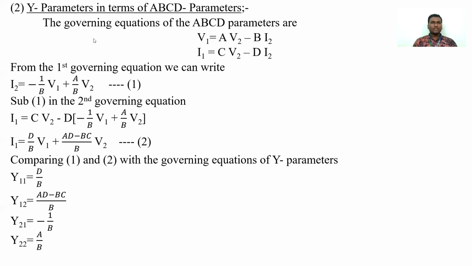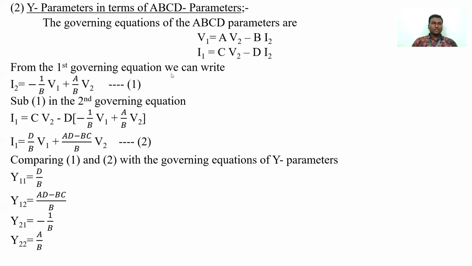Next is what? Y parameters in terms of ABCD parameters. So the governing equations of the ABCD parameters will be what? V1 is equal to A V2 minus B I2, and I1 is equal to C V2 minus D I2. So these are the governing equations of ABCD parameters. These parameters now have to change into Y parameters. So we have to bring these two equations such that they are similar to the Y parameters. Only then can we compare with them. Understand? Only then can we compare with them.